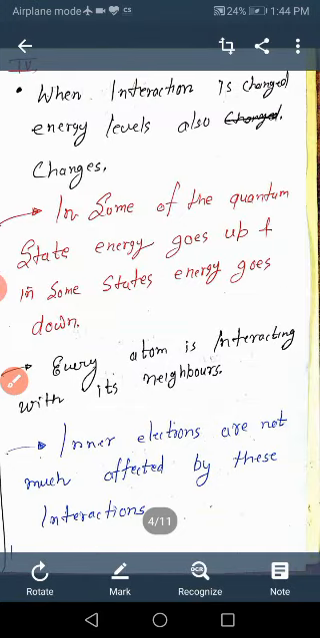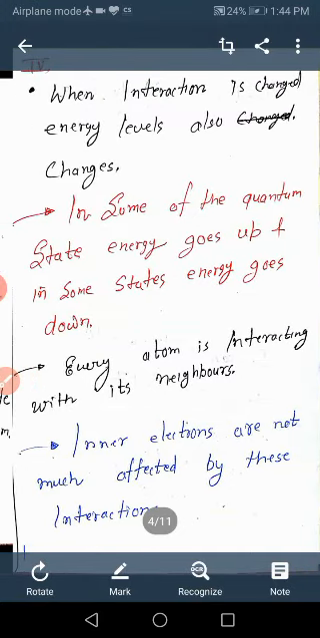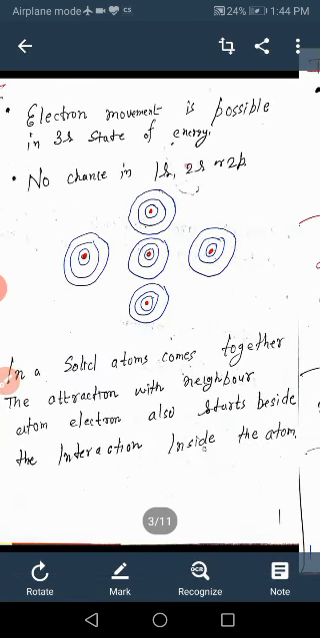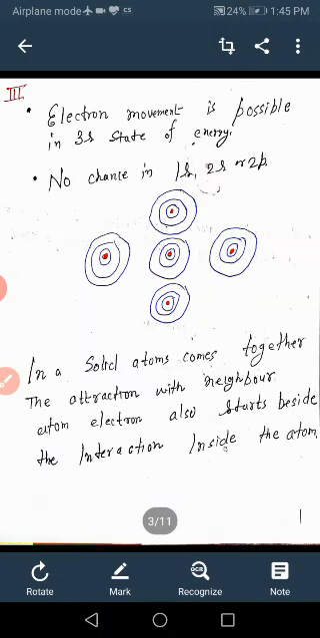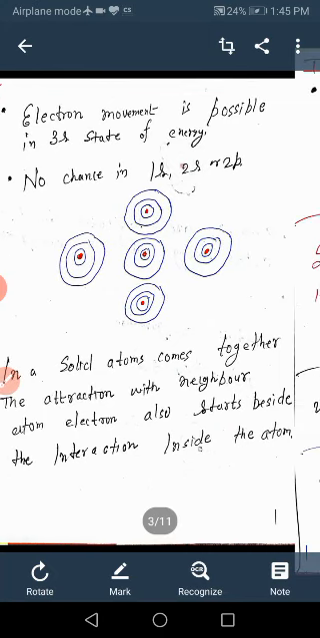So in some of the quantum states energy goes up, and in some states energy goes down, and every atom is interacting with its neighbor. So the basis of all these energy changes is that every atom is attracting its neighbor atom. And here I have drawn a 2D figure. This is a three-dimensional figure. You have to assume one more layer, up and down there are various layers. So this is a simplified 2D representation.